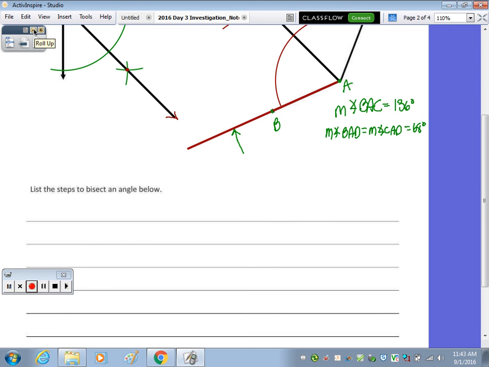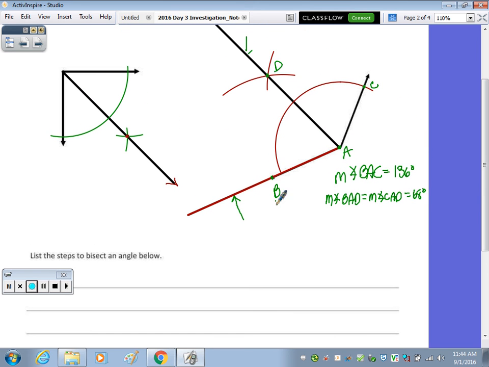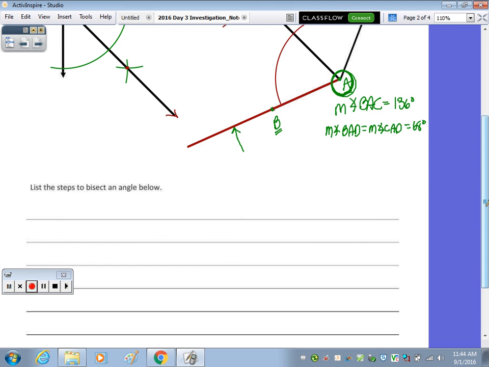You want to assume you have to communicate to someone who's just given the angle how to bisect it. The first thing we need is a name for our angle. So I gave the given angle vertices. I don't necessarily need all three. To start, I only need this vertex, so I'm going to call it angle A. So step number one is to label the vertex of the angle as A.